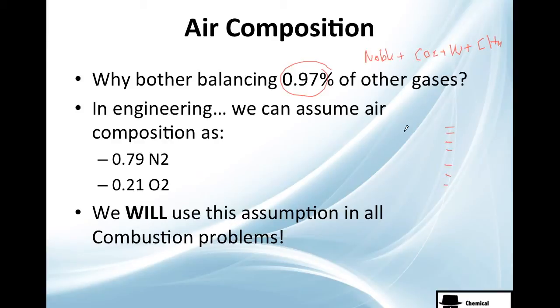I don't think it's worth it, and it's very typical in engineering that we assume the composition of air as 0.79 fraction, which will be mole of nitrogen per mole of air, and the most important one, oxygen, 0.21 mole of oxygen per mole of air. We will be using this assumption in all the combustion problems, so forget all the 0.97% gases and just get used to this composition.